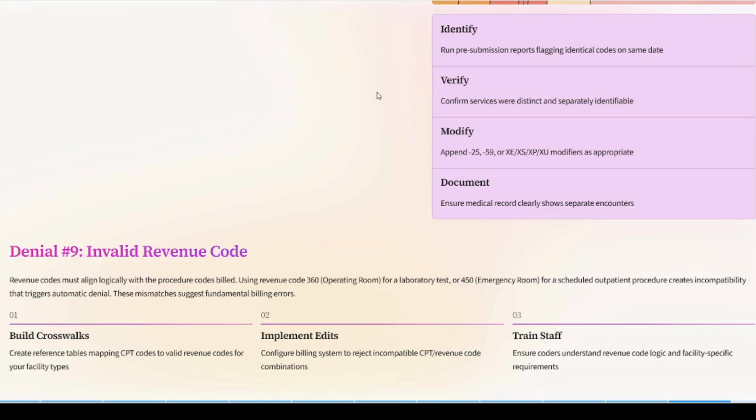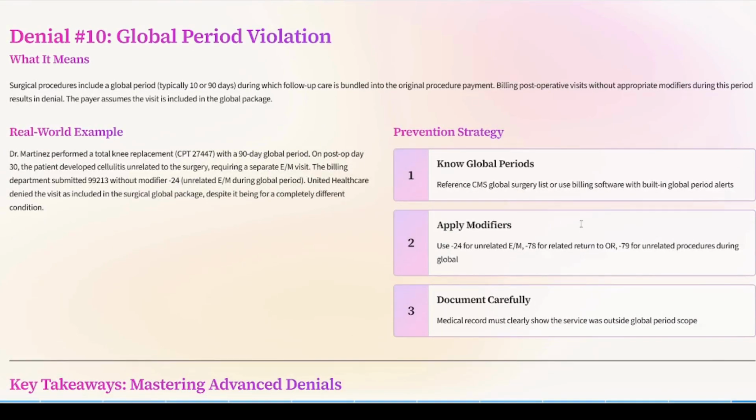Okay, to help with this, you want to create a reference table mapping the CPT codes to valid revenue codes for facility types. You want to configure billing systems to reject incompatible CPT and revenue code combinations. And you want to also train your staff to ensure they understand the revenue code logic and facility-specific requirements. All right. So outside of being educated on revenue codes and CPT codes and what goes with what, you want to also have, once again, your system in place to help signify these things.